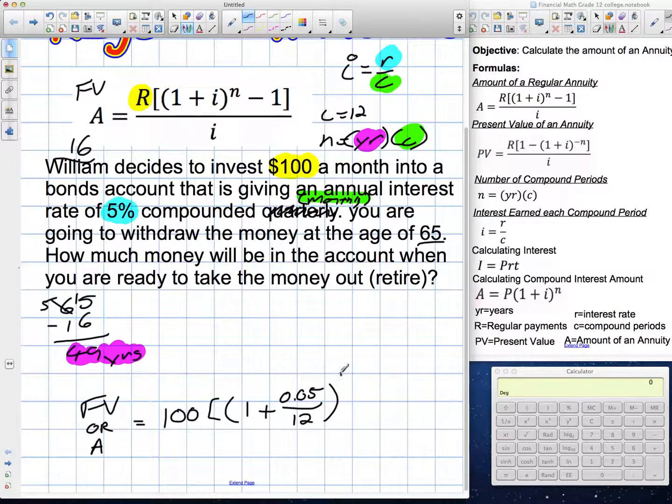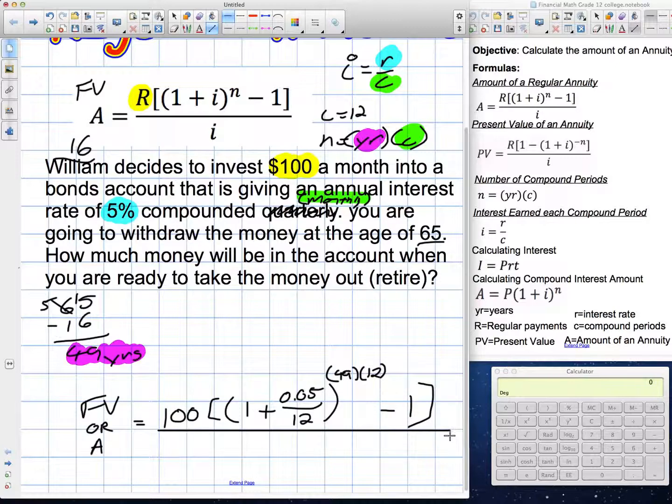N is our years, which are 49 times 12. In other words, that's the amount of payments or amount of compounding periods over the course of those 49 years. Subtract the number 1. And everything's going to be divided by our I once again, which is 0.05 divided by 12.